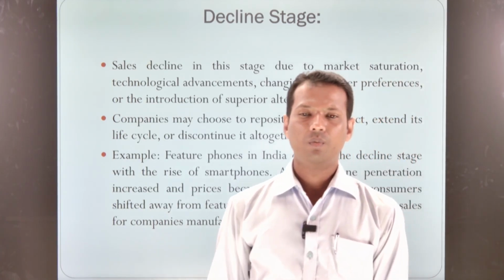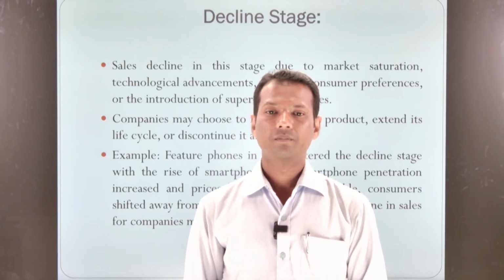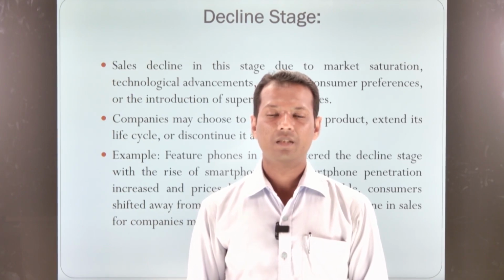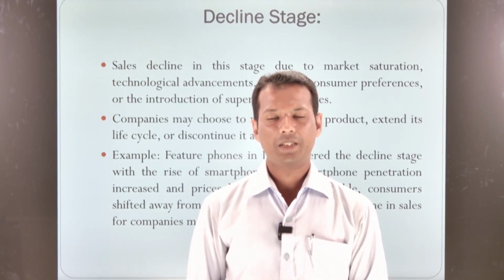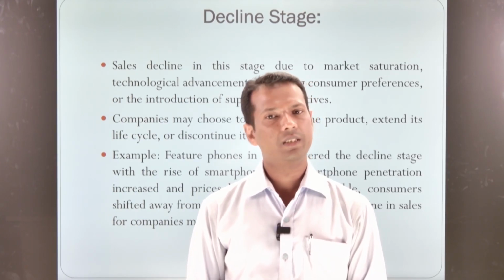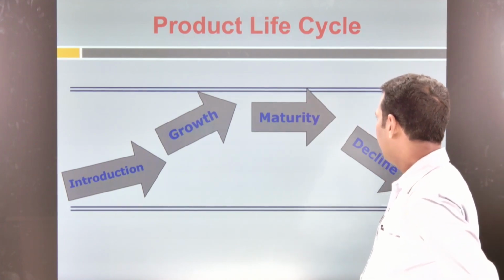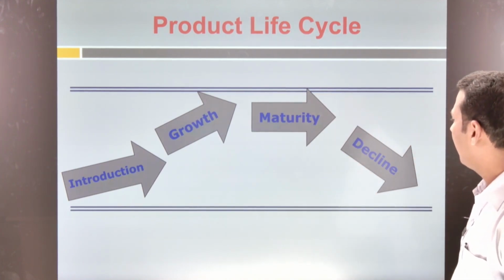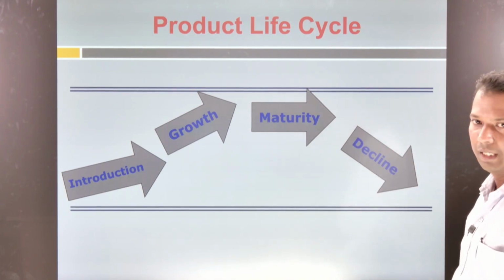So which is the most important example of the decline stage in mobile phones? We can say Nokia. Nokia is one of the best examples which has reached a decline stage. So this is the product life cycle: introduction, growth, maturity, and decline. Okay.